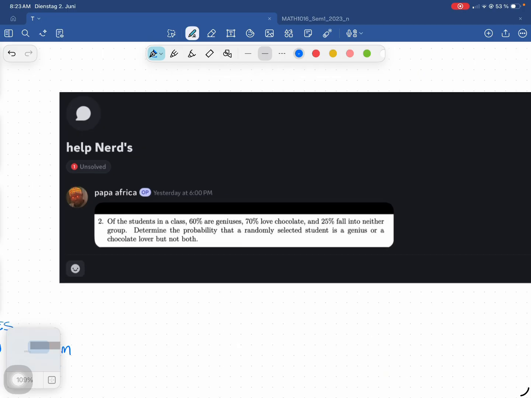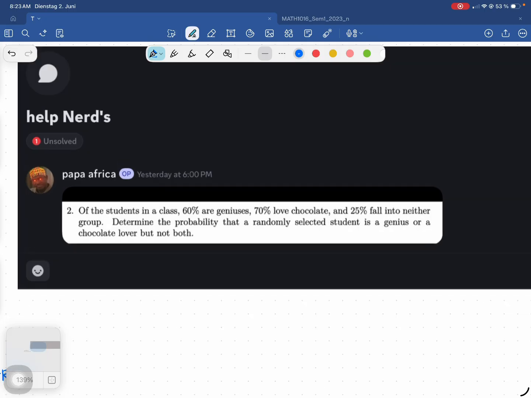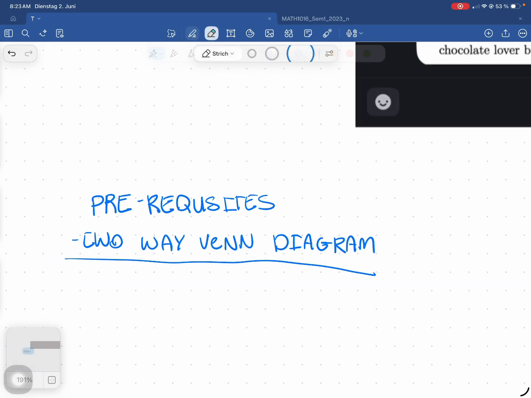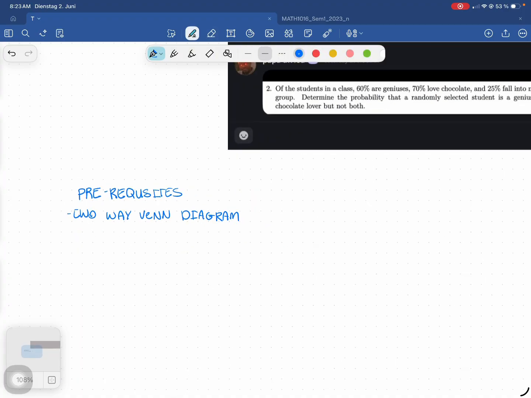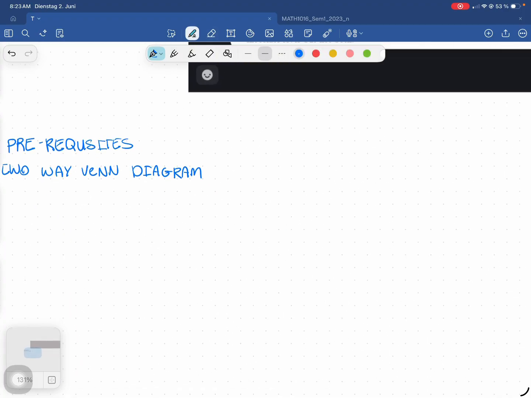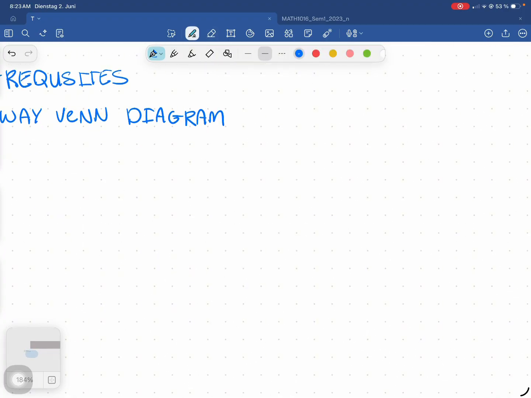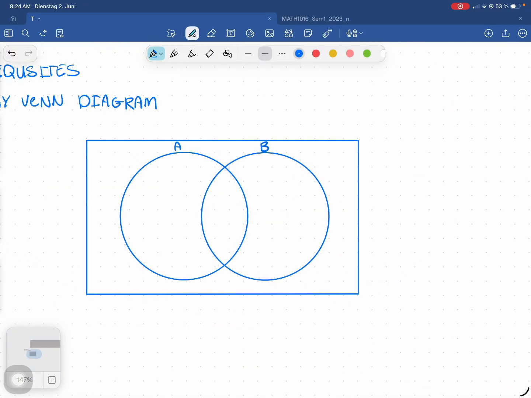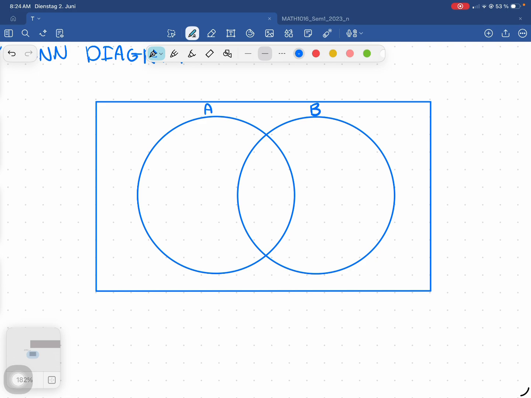So first off, before we tackle this problem, there are some prerequisites that you have to know. And there's only one prerequisite for this question. It's the two-way Venn diagram and knowing how to draw a two-way Venn diagram. So let's quickly draw that. Okay, this is my two-way Venn diagram.